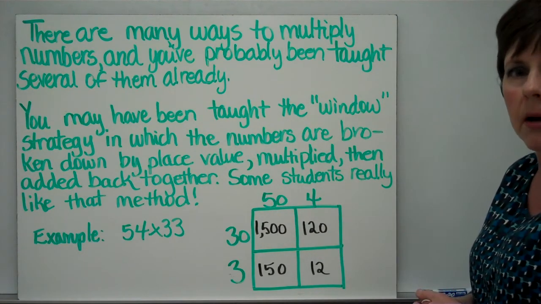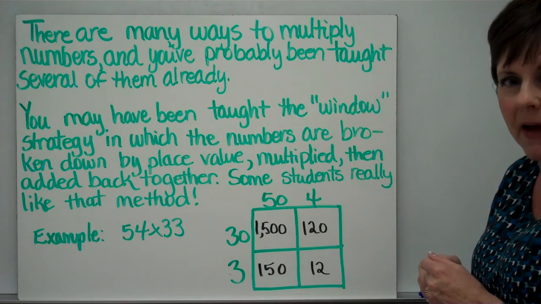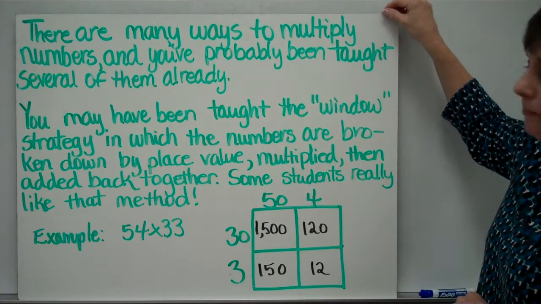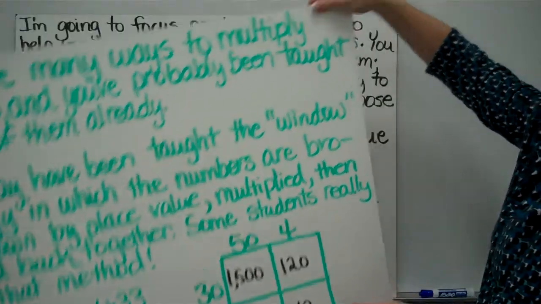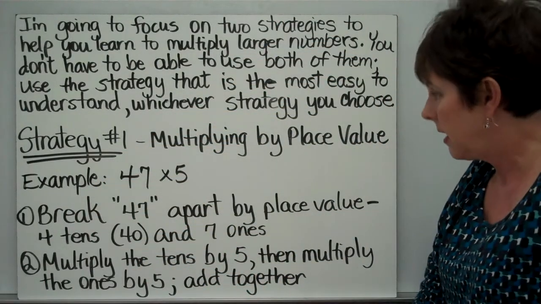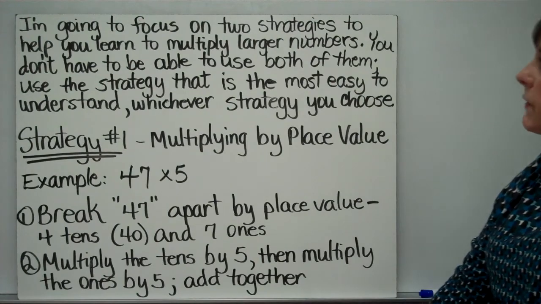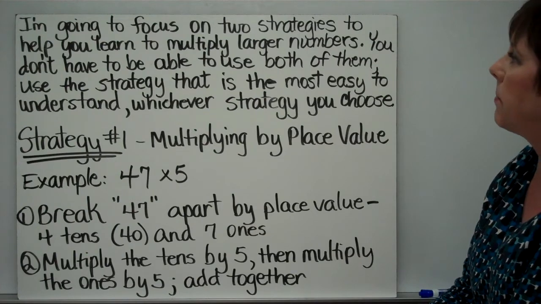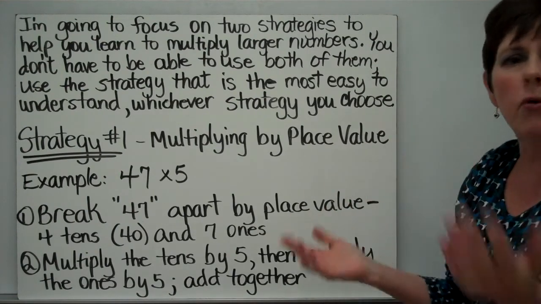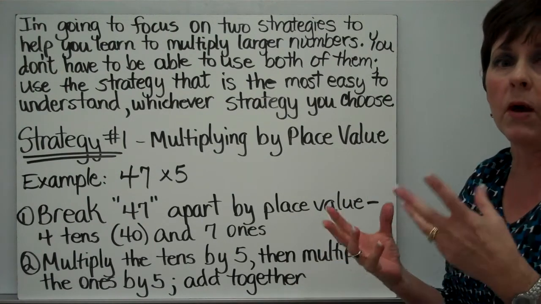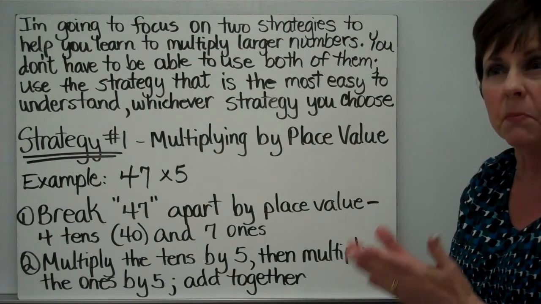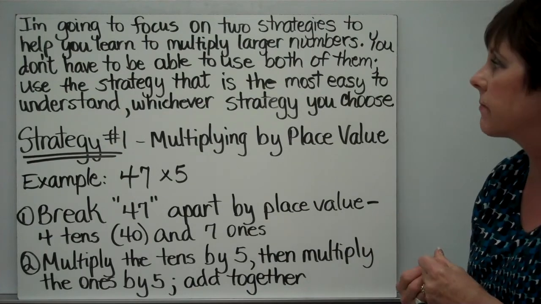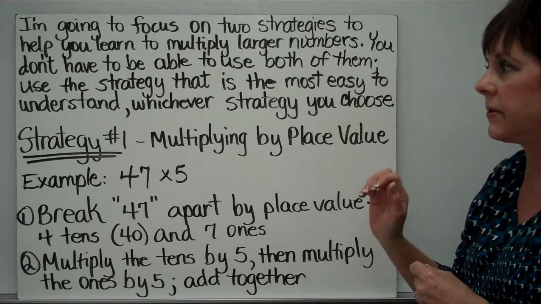Then you would add it all up, hopefully adding it in the right place value, and that's how you would get your answer. Some students love that. And if you like it and it works for you, use it. Now, what I'm going to do is focus on 2 basic strategies to help you learn how to multiply larger numbers. You don't have to be able to use both of them. What I'd really like for you to do is find one that is most comfortable for you, most understandable, makes the most sense. Okay? Whatever strategy that is.